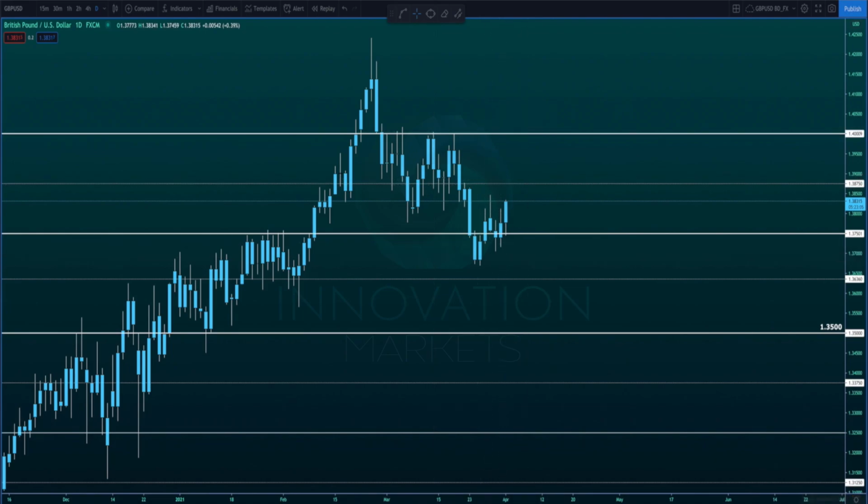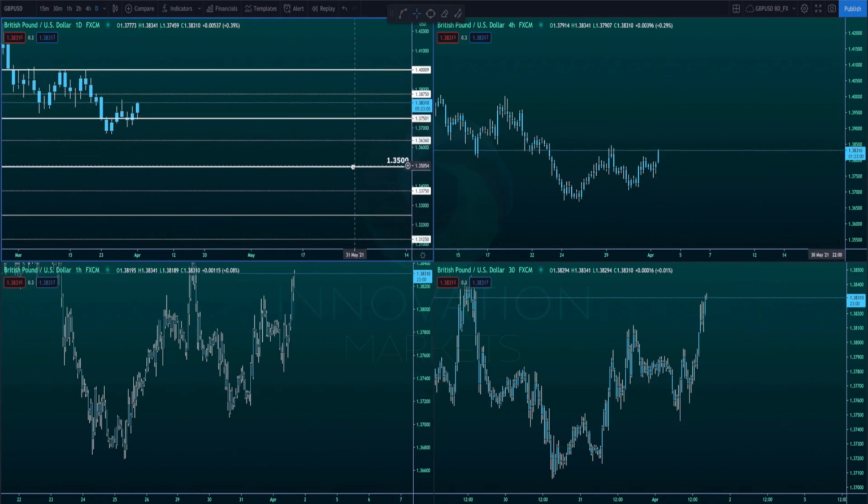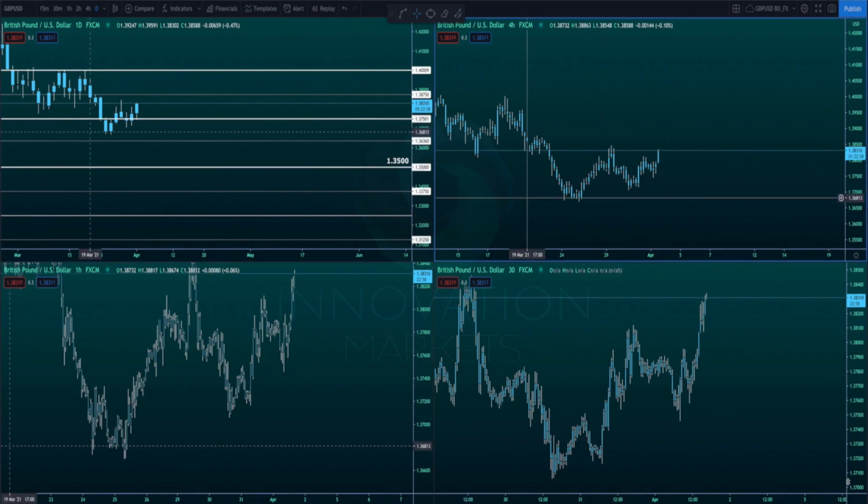But of course, as you saw in price action part one, I always have another chart open, or other charts here that I can use for different time frames.